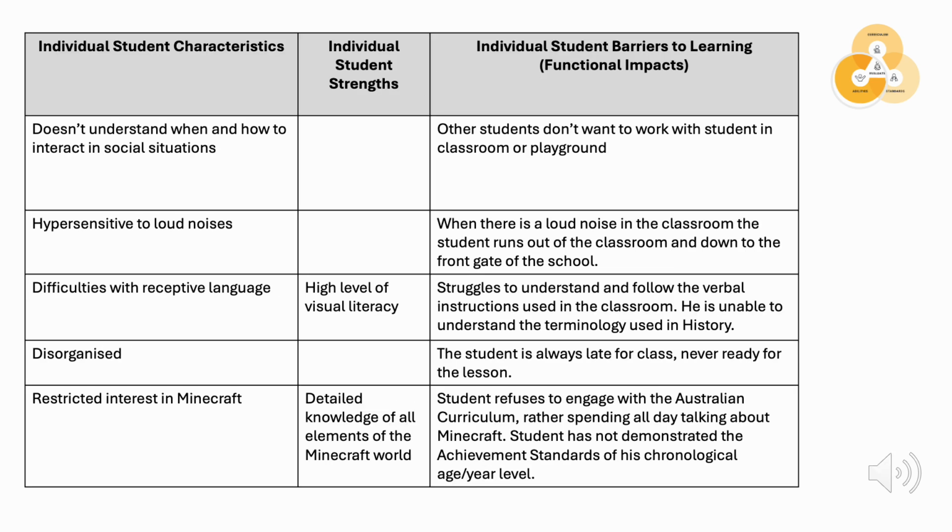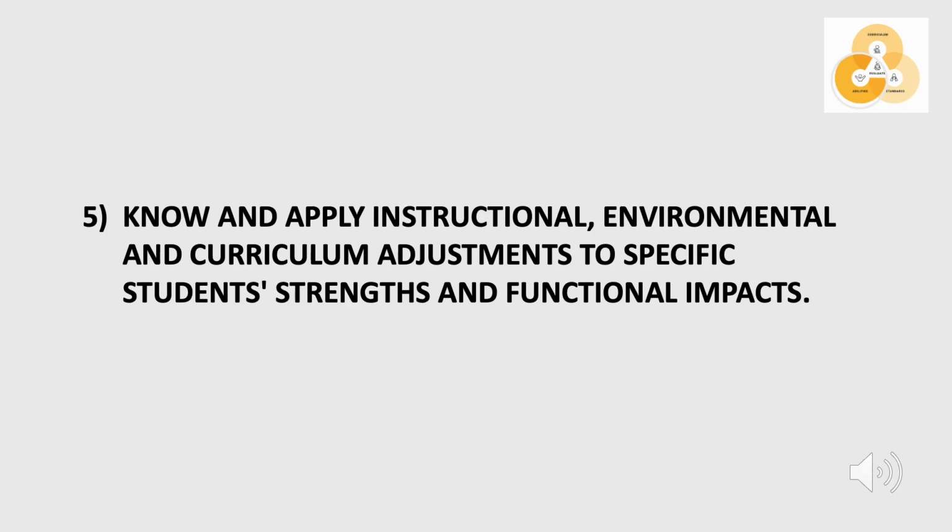Once we've identified a student's strengths, we then need to think about what are the barriers to learning or functional impacts associated with that individual student's characteristics. Now that we've identified the individual strengths and functional impacts for specific students with disability and diverse learning needs within our classrooms, we need to consider the instructional adjustments and environmental adjustments and curriculum adjustments that we could use to support them to access the learning process.